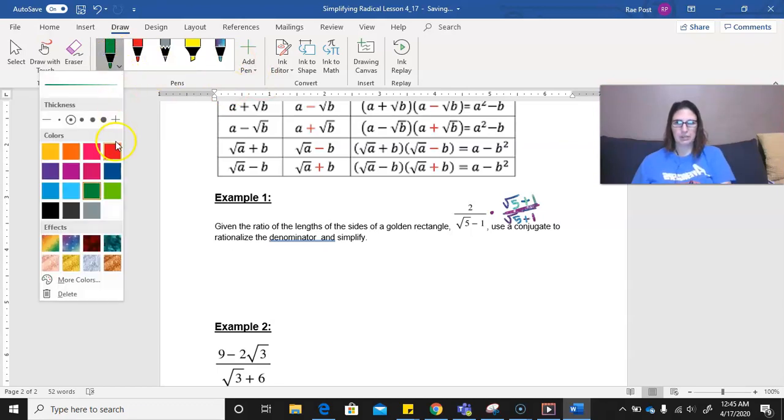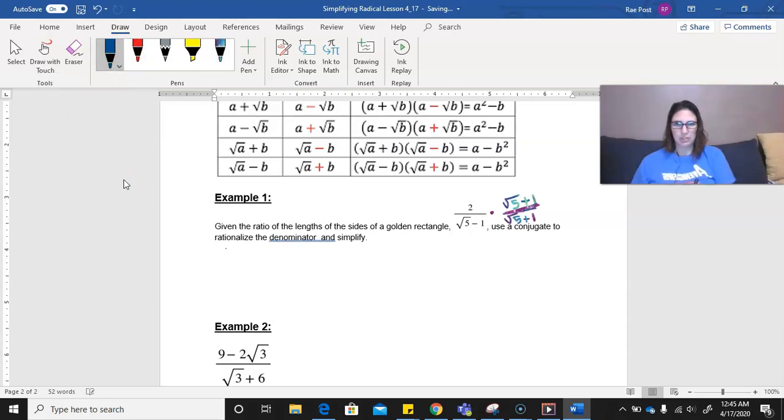So I'm going to go back over here. I'm going to change this to dark blue. Okay, so let's go ahead and do that. So our numerator is 2, and we're multiplying that with the square root of 5 plus 1. And now our denominator is the square root of 5 minus 1, and we're multiplying that to the square root of 5 plus 1. So now you can see it's like what we just did on Thursday, but instead we have a numerator and a denominator versus just a numerator.